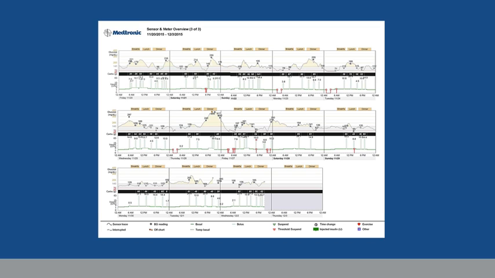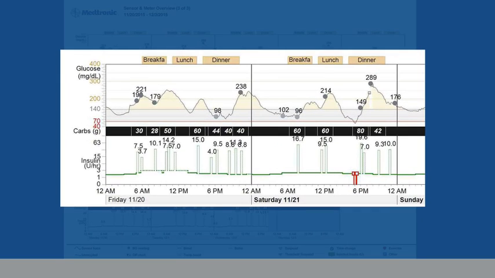This report breaks out Sophia's data into individual days. She sees again the graph line that represents her sensor reading, but also notices that her carb entries are shown below the line in the black boxes. Sophia also notices her insulin is shown by the green bars below the graph for each day.